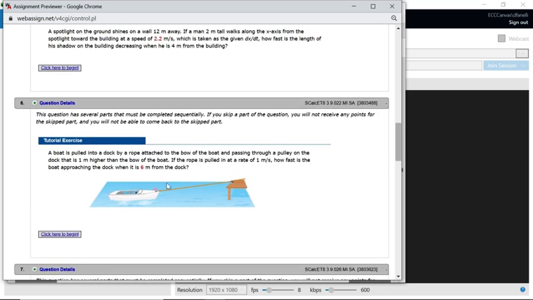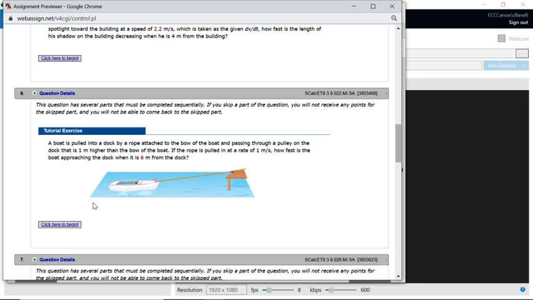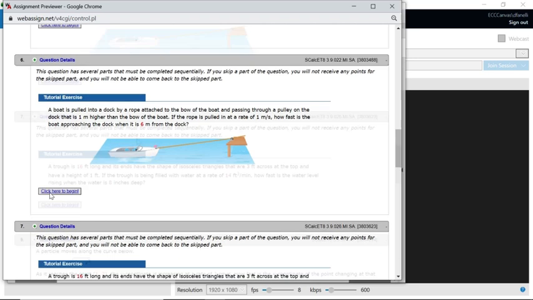And here's another one whereby you have your right triangle and you use the Pythagorean theorem essentially. The boat is being pulled into the dock by a rope attached to the bow of the boat and passing through a pulley on the dock that is 1 meter higher than the bow of the boat. If we draw a horizontal line from the bow of the boat to the dock, then we create a right angle, and the length of this leg right here would be 1 meter. If the rope is being pulled in at a rate of 1 meter per second, how fast is the boat approaching the dock when it is 6 meters from the dock?